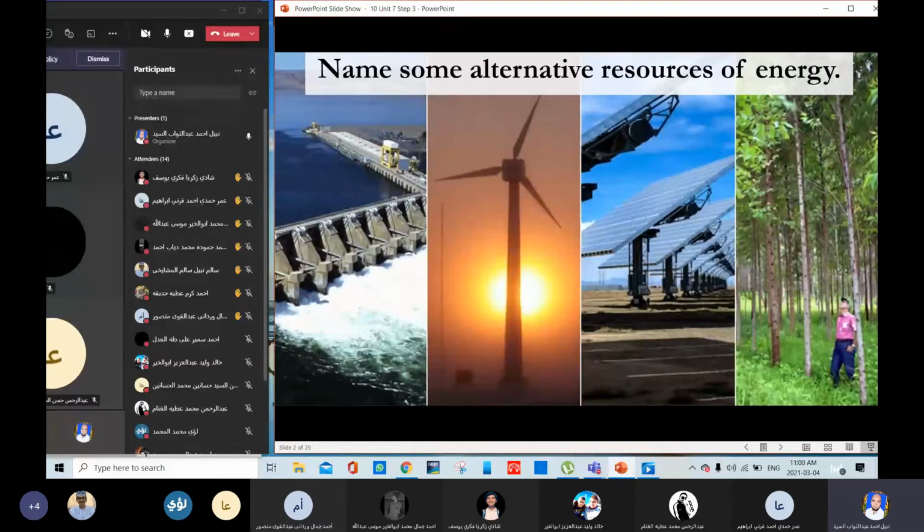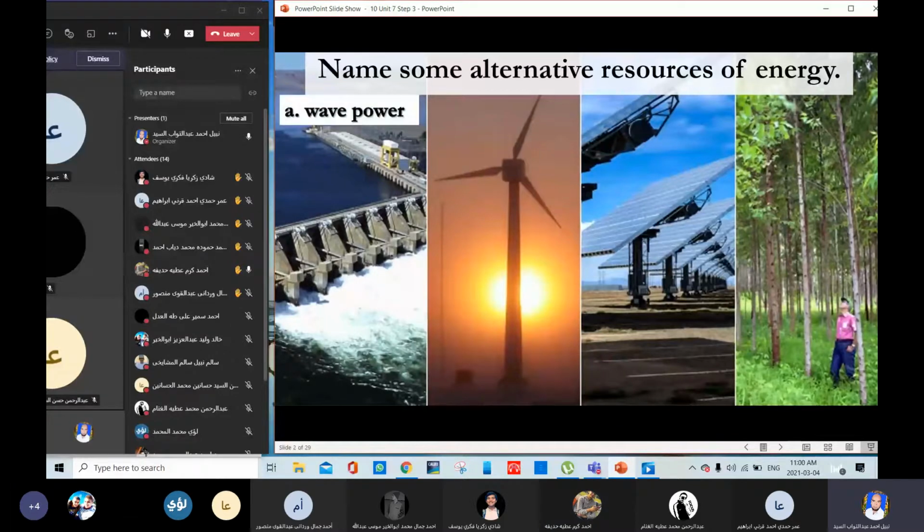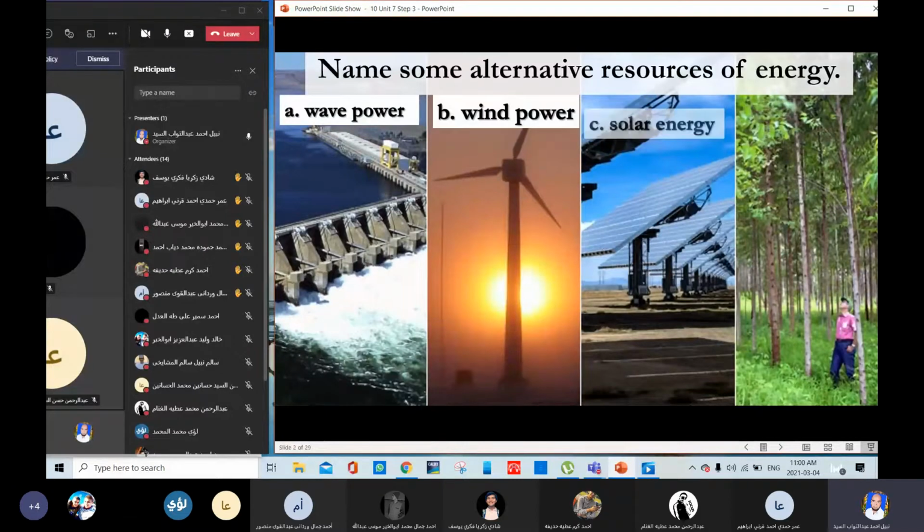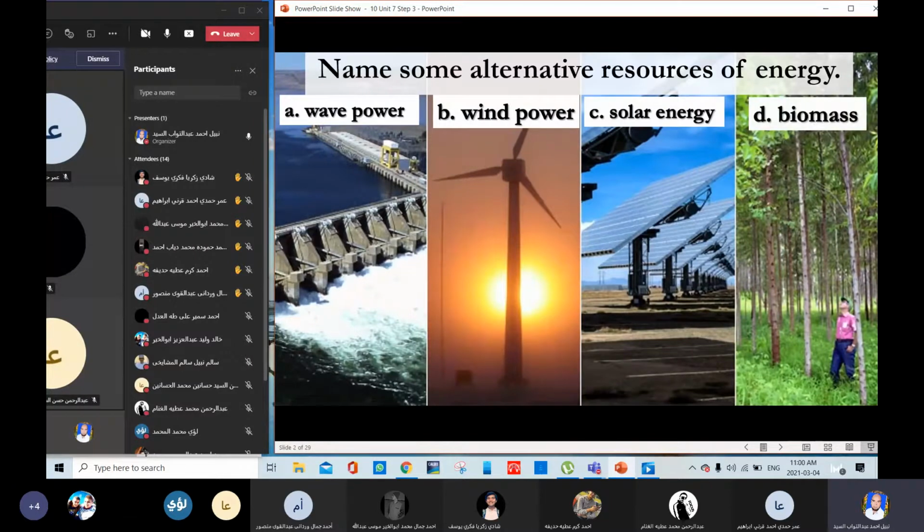Do you know it? The picture on the right? Ahmed Karam? Green power. We can say biomass. So the first one, wave power or water power? Wave power. And second one, wind power. The third one, solar energy or solar power. And the last one, biomass or vegetation. Okay? These are alternative resources of energy. Of course, they have some advantages and disadvantages.